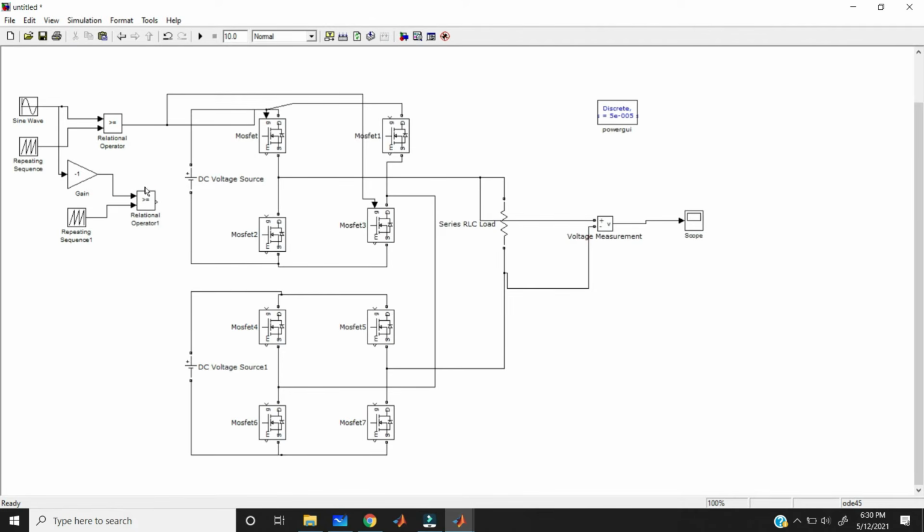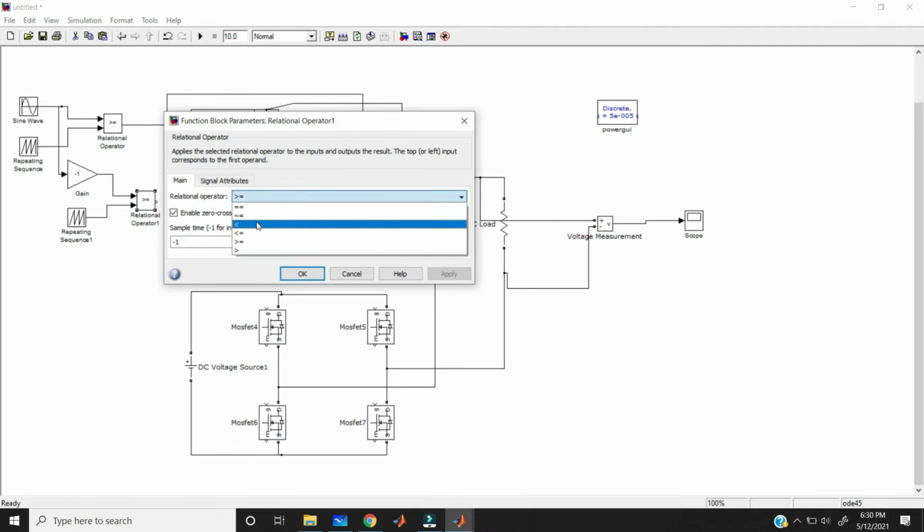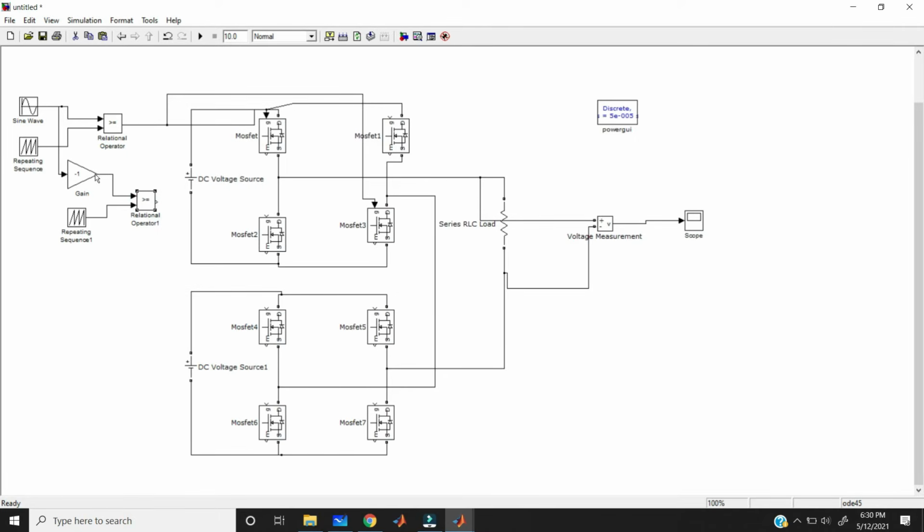Here I am taking the greater than condition. You can also take the less than condition, and then there is no need to connect this gain. Why? Because when these two are turned on, these two must turn off. That's why I am taking -1 as the gain. When this is high, the output is low; when this is on, these two are off.